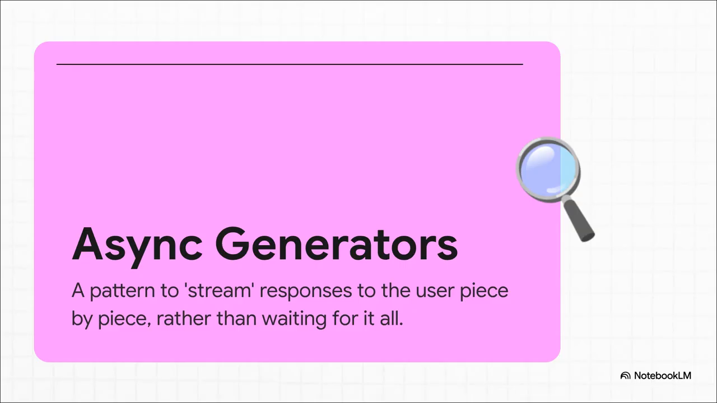Okay, the first trick is something called async generators. Now, don't worry about the jargon for a second. Just think of it like a streaming service, like Netflix or YouTube. Instead of having to download an entire 2-hour movie before you can start watching, it just streams it to you, piece by piece. Well, that's exactly what async generators do for the AI's responses.